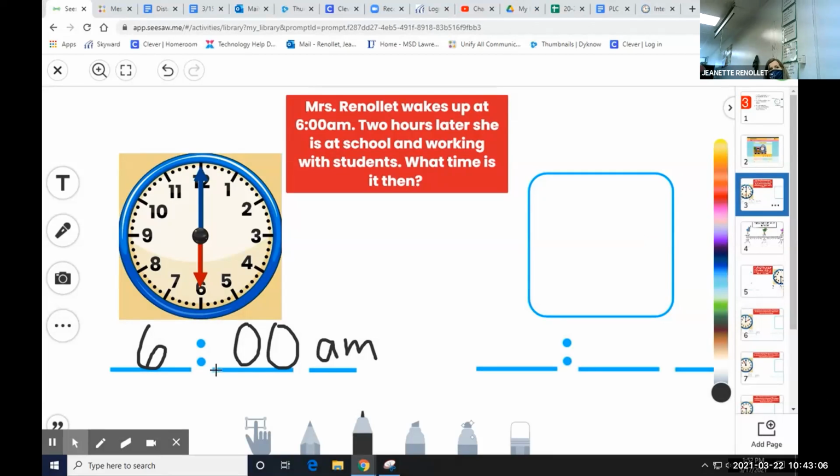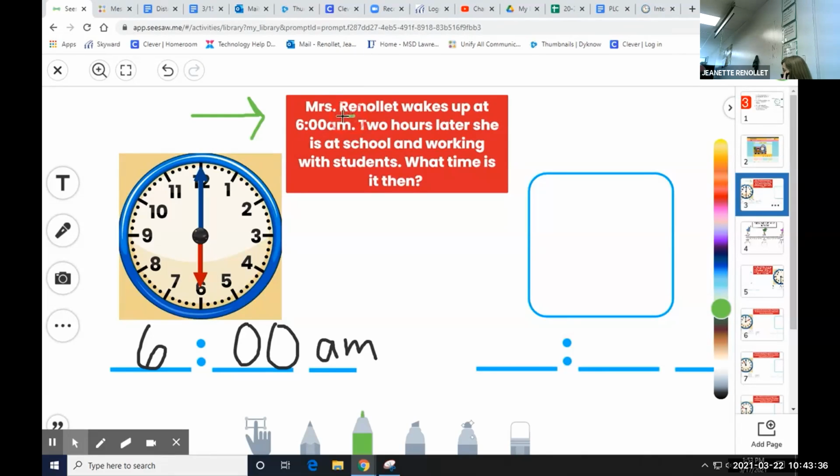Our problem says Mrs. Renelay wakes up at 6 o'clock a.m. 2 hours later, she is at school and working with students. This is a true fact, by the way. What time is it then? Today you will be given a situation just like this, and your job is to find out how much time has passed. So let's look more closely at our problem.